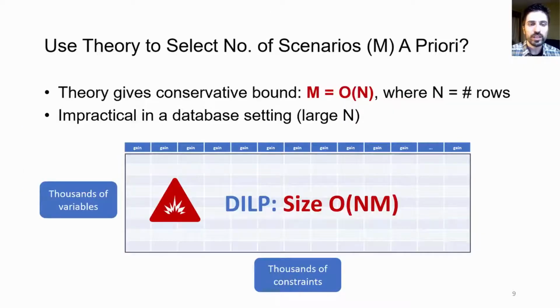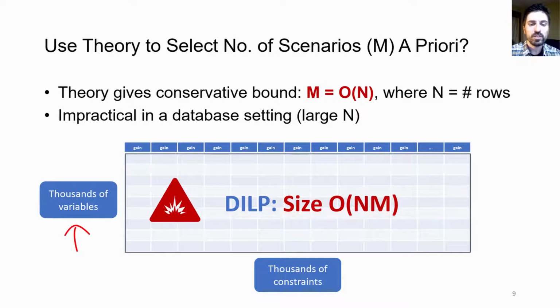Then the question is, is there a way to theoretically determine a priori how many scenarios will overcome the curse? Unfortunately, existing theory only provides very conservative bounds. Specifically, the theory says that you need at least O(n) scenarios, where n is the number of rows, to make sure that your solutions will not suffer from the curse. This is not a useful guideline because in a database setting, n is typically large.